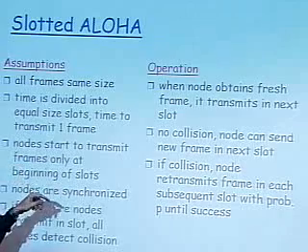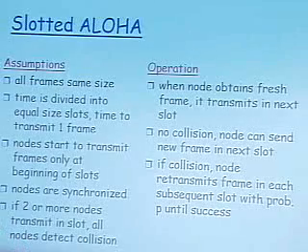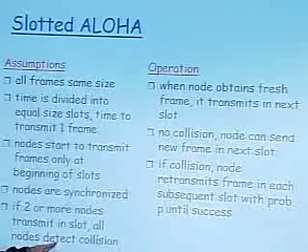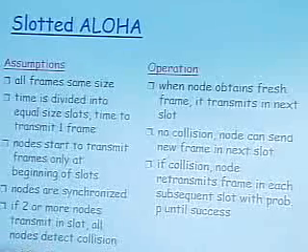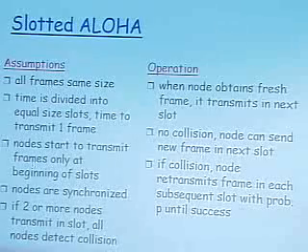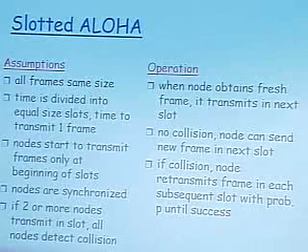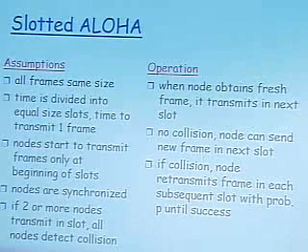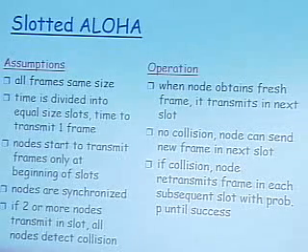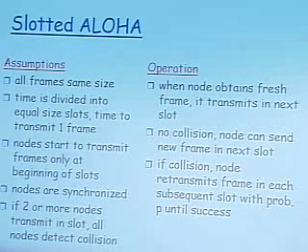Nodes then begin to transmit frames or packets at the beginning of each slot. If two or more nodes transmit in a slot, all nodes can detect a collision. So the operation is, when a node obtains a frame to transmit, it will start transmitting in the next slot that starts. If there is no collision detected, then the node can transmit another frame in the next slot. If, on the other hand, a node detects a collision, then it will retransmit that frame in each subsequent slot with a probability P until success.